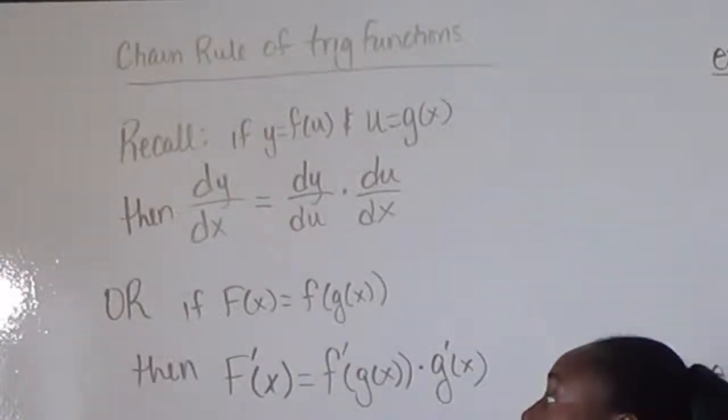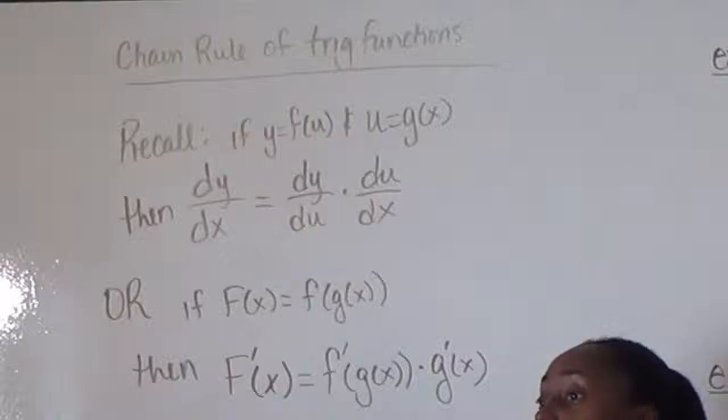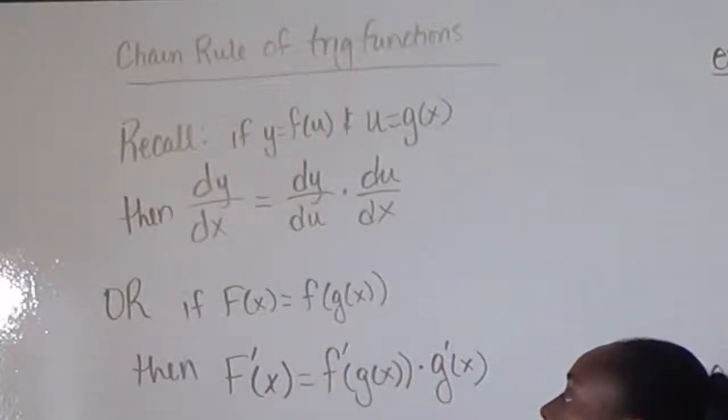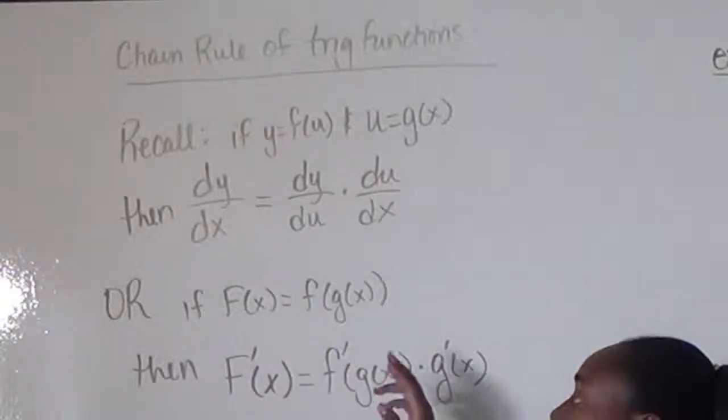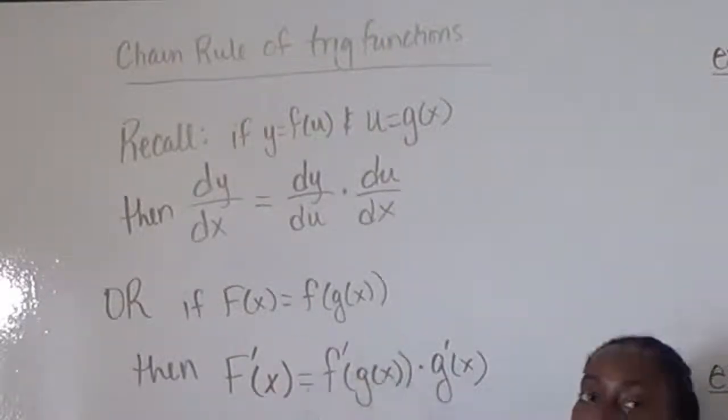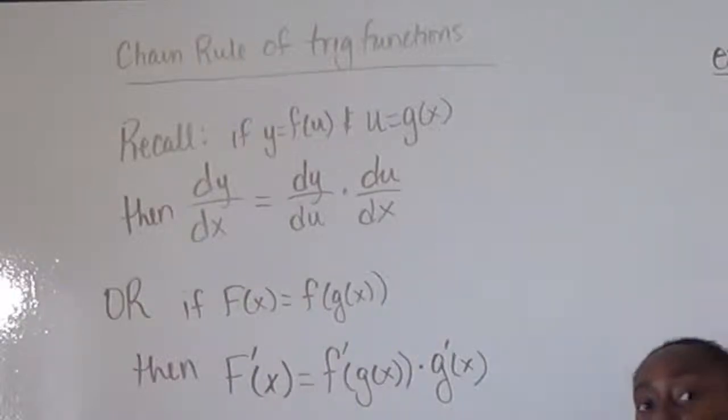Or, if you're given a function that is a composition in terms of x, so f composed with g of x, then the derivative can be found by taking the derivative of f composed with g times the derivative of g. Okay? The second notation is the one we'll most likely use for these later examples.